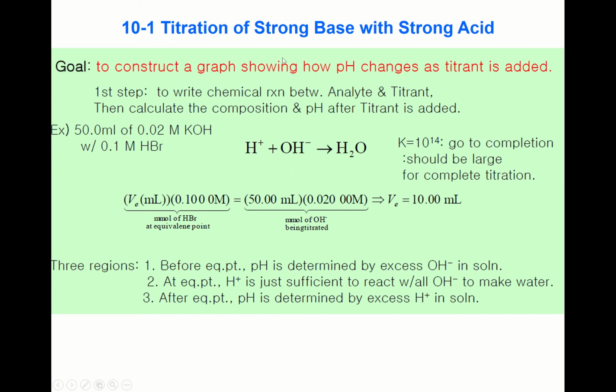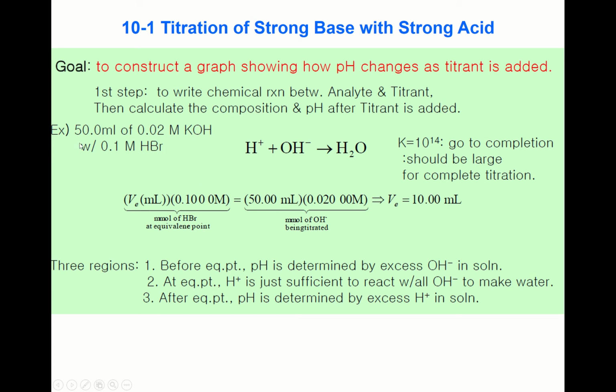So the reaction between strong acid and strong base is very simple. This is the net reaction. This proton comes from strong acid, and hydroxide ion comes from the strong base. That's it. That's very simple. So it makes water. From this simple reaction, you can immediately think that at the equivalence point the pH must be 7. Yes, that's right. And let's consider it one by one.